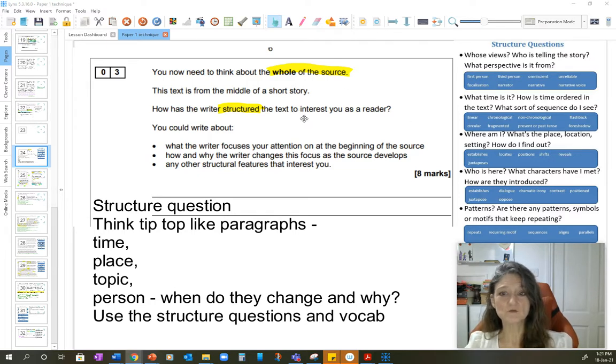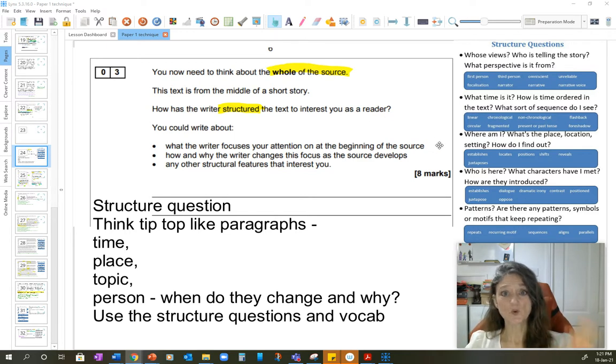But just make sure you don't write, 'the writer hasn't structured the text to interest me. It doesn't interest me. Maybe I'm into other things, such as horror.' I have marked, believe it or not, so many answers where people answer like that and then seem amazed that they get 0 marks, or maybe I can scratch 1 mark from somewhere. So don't be misled by this part of the question. You need to imagine how it would interest a geeky reader like me who likes science fiction stories, or a reader who just loves reading anything. So don't let that confuse you.